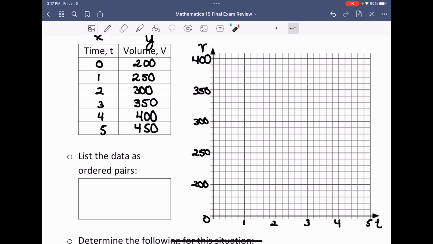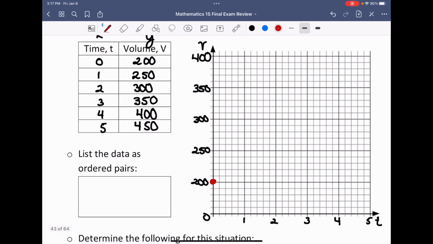Okay, so now when we plot this, at 0, we're at 200. So I'm going to plot this in red, 0 and 200. 1 and 250, 2 and 300, my bad, 3 and 350, 4 and 400. And then in terms of 5, it would be off the graph somewhere.